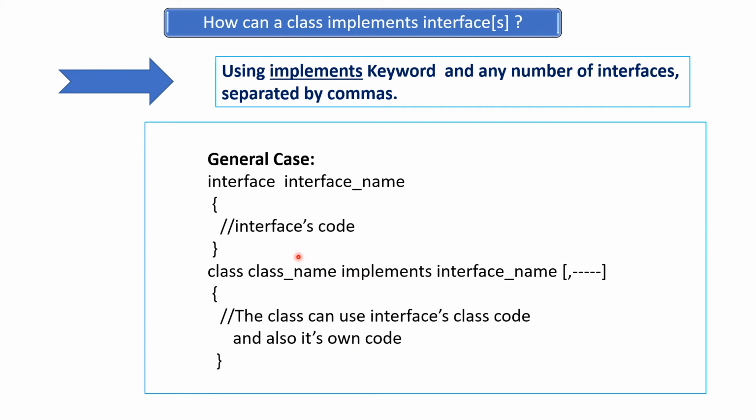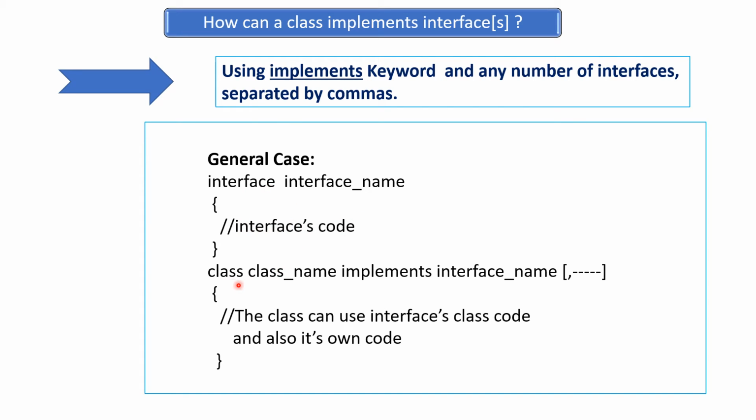Then how can a class implement the interfaces? By using the implements keyword and any number of interfaces separated by commas. This is the general case to implement the interface. Here you can first create an interface by using the interface keyword and then the code of the interface.